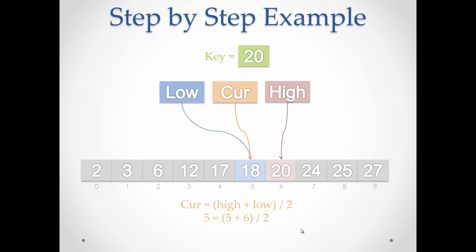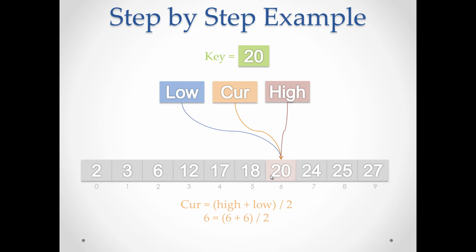Is our key 18? No, it's not, so that means that we need to look at the elements to the right of our current index, and that leaves only one element left. Now everything is looking at the element at the index of 6. So again, we calculate our current index: we add together high and low, so 6 plus 6, and then divide that by 2, which gives us the current index 6. Now we just compare our element at the current index to our key. Is 20 our key? Yes, it is, so we stop right there and return our current index, which is 6.